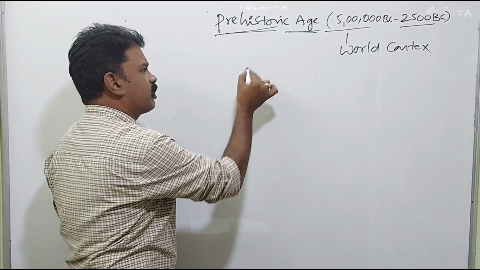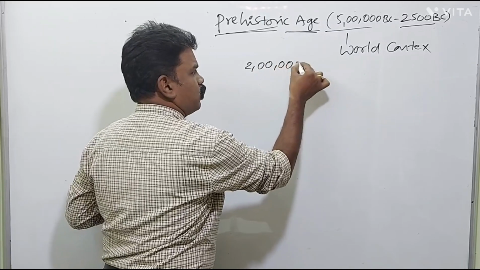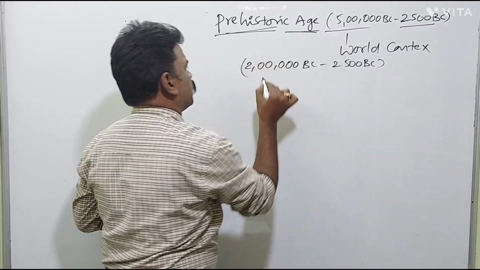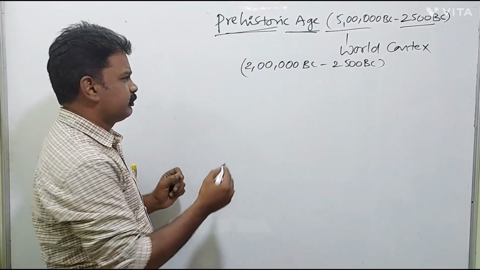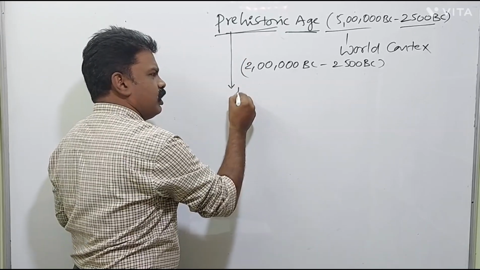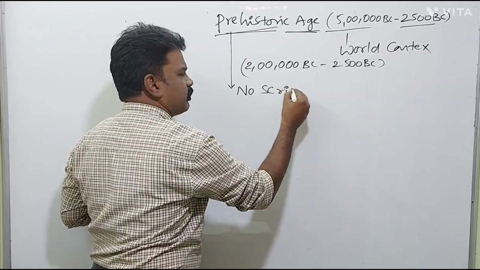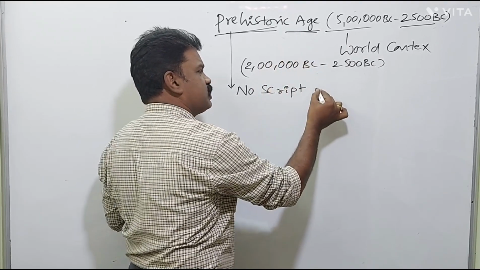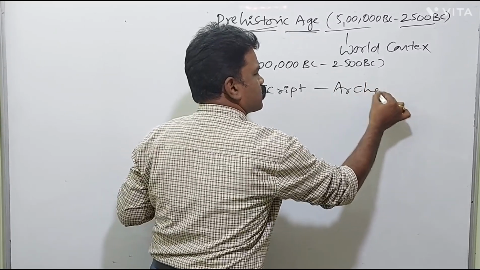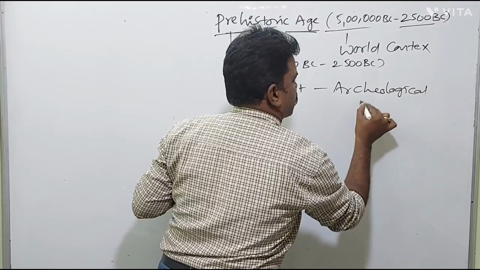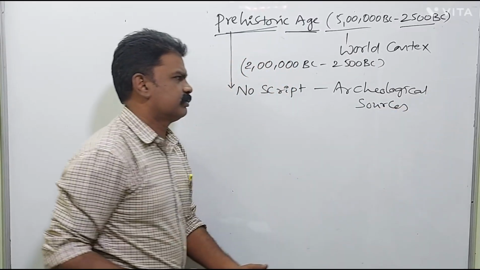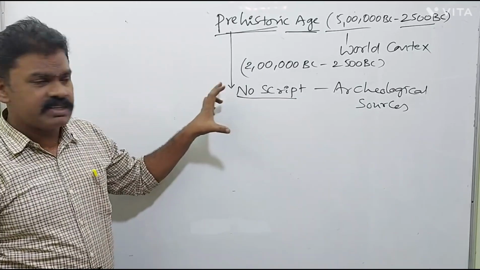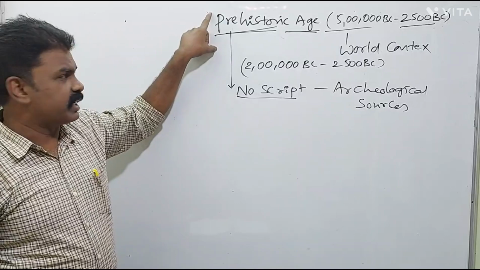But in the Indian context, it was from 2 lakhs BC to 2500 BC. Why is it called the prehistoric age? Because during this age, no script existed. For the complete information of the prehistoric age, we depend upon archaeological sources, that is material evidence, artifacts, paintings, all these things. But no script existed.